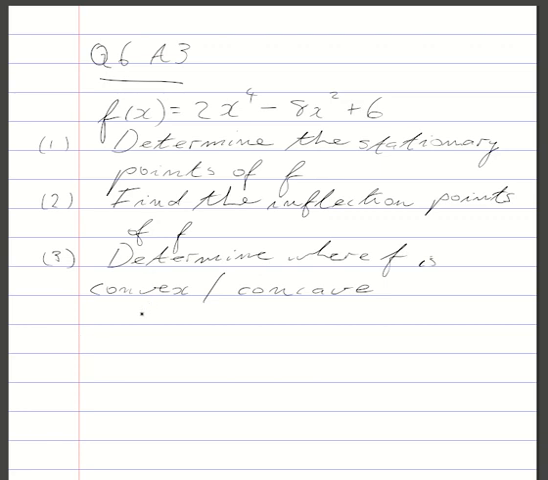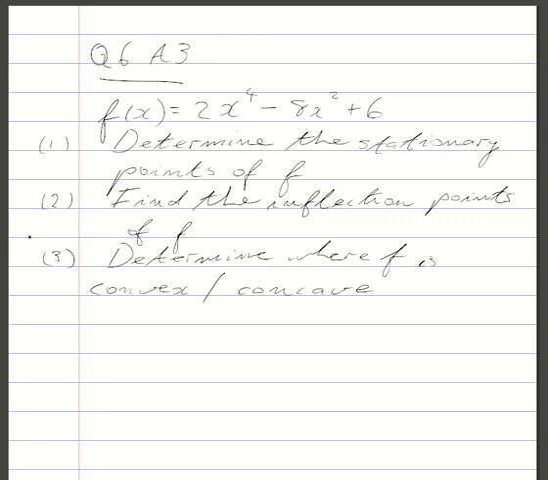In this video we're going to discuss how to properly answer the exam questions to make sure you get all the marks you should get for the question. We're going to discuss question 6 in assignment 3, which is just a basic calculus optimization problem. We start with the function f of x is equal to 2x to the fourth minus 8x squared plus 6.